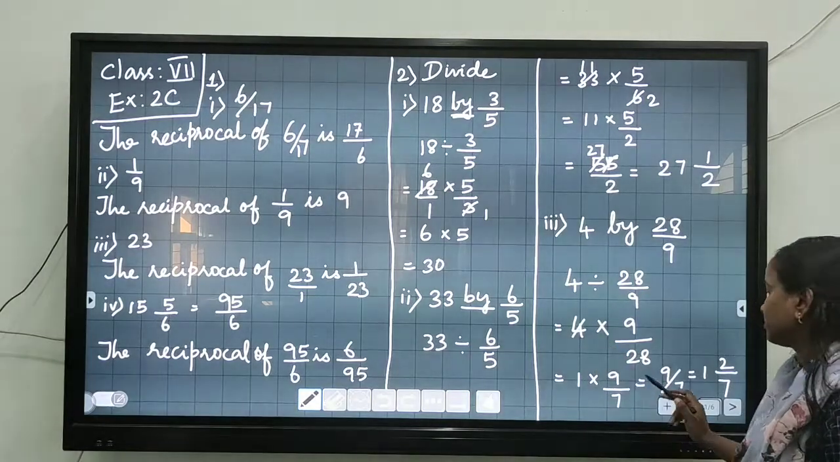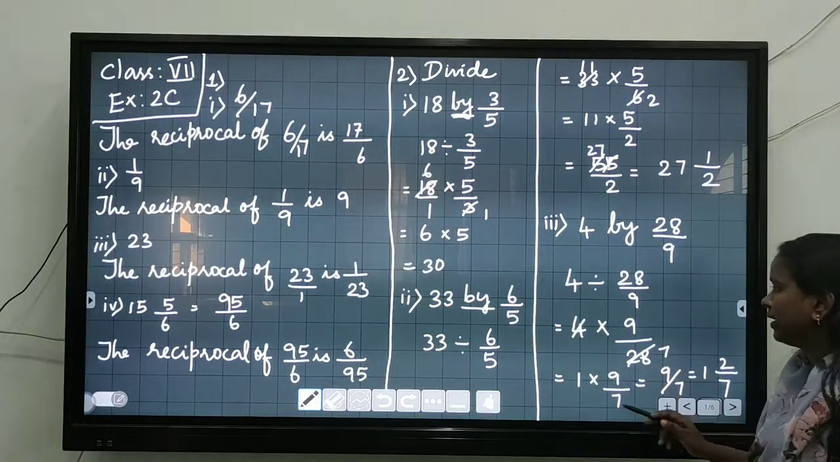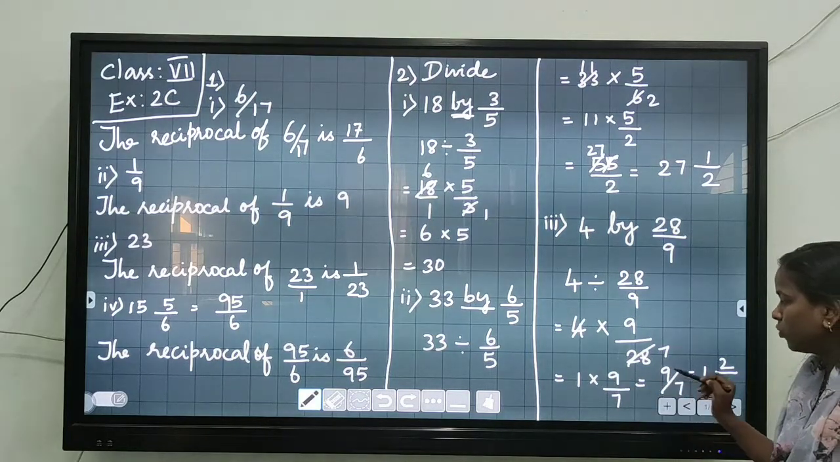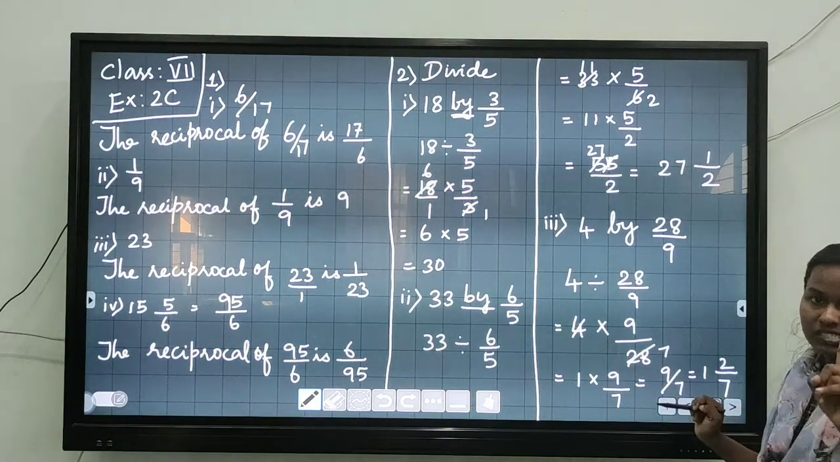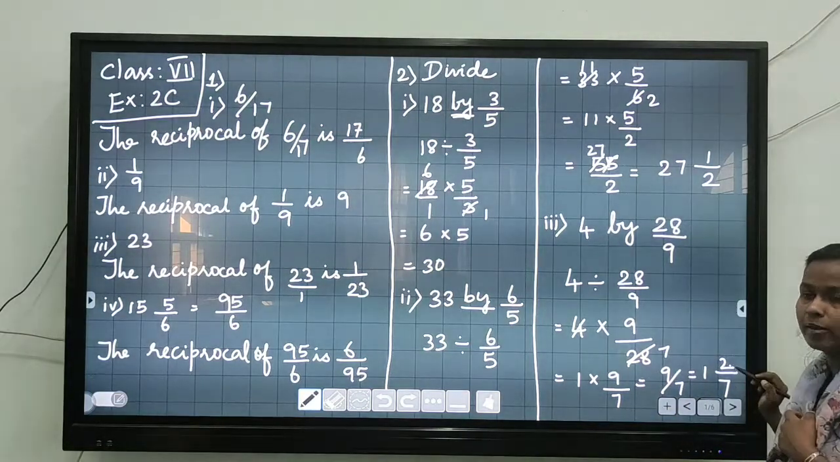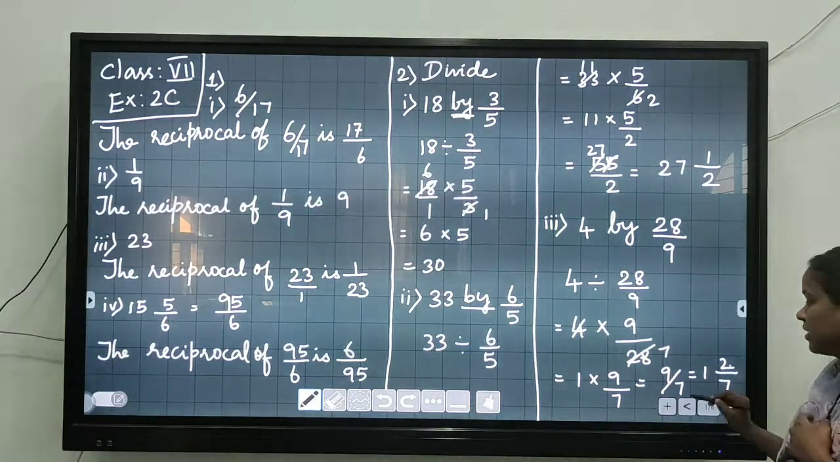1 4s are 4. 7 4s are 28. So I am writing 1 multiply 9 divided by 7. If you multiply, you will get 9 by 7. 1 7s are 7. Remainder 2. So remainder I am writing in numerator place. Quotient is 1. Divisor is 7.